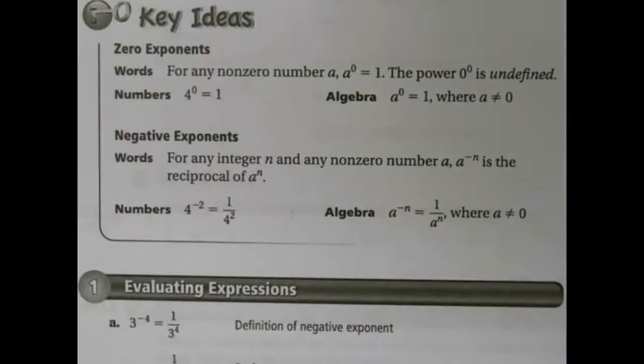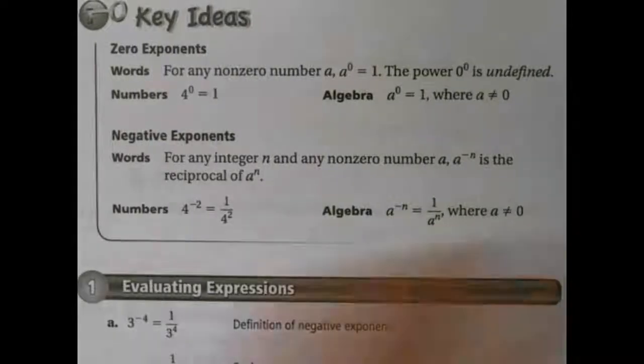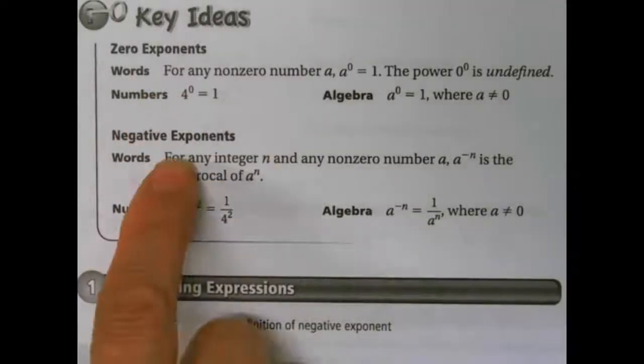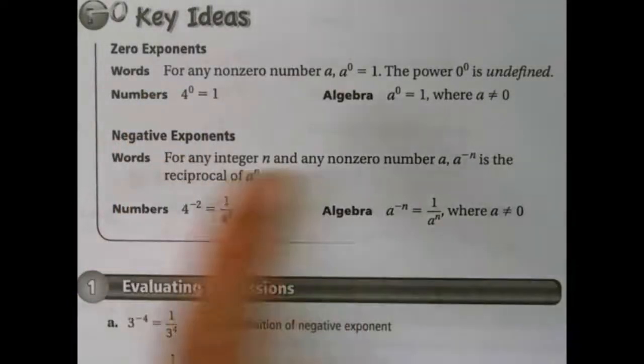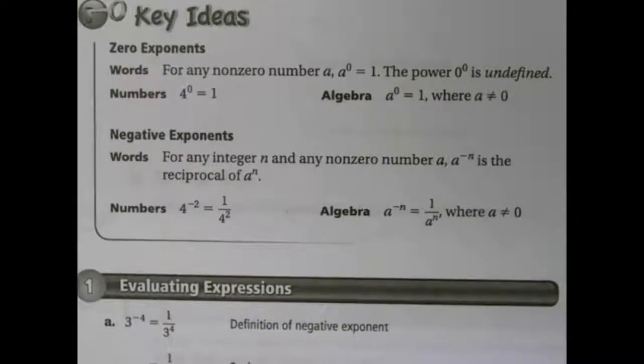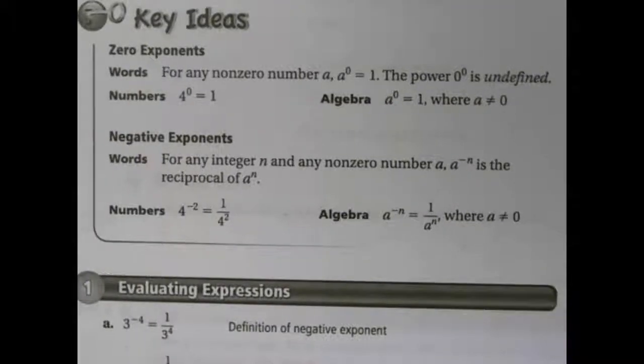All right, so we're going to continue with what we've already learned. We have two new rules to learn today, zero exponents and negative exponents. Go ahead and take some time and copy this down. Make sure you copy the words, numbers, and algebra section of this. Okay, you'll have more time later. I'll give you the notes.